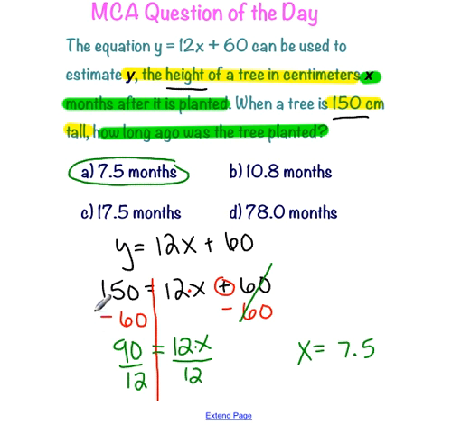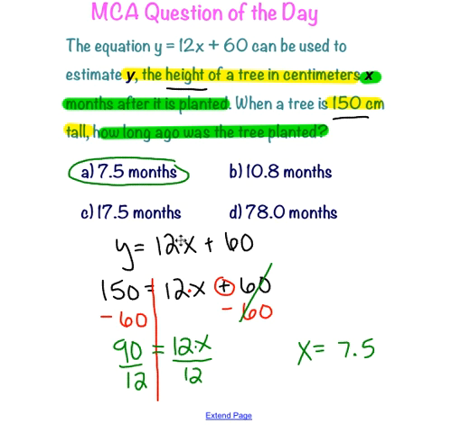So I should have all of this work shown, and I should have my answer, letter A, 7.5 months, written down on my paper. So that is our first MCA question of the day. You can put this paper into your binder. Make sure that you have it tomorrow. We will do another MCA question of the day.